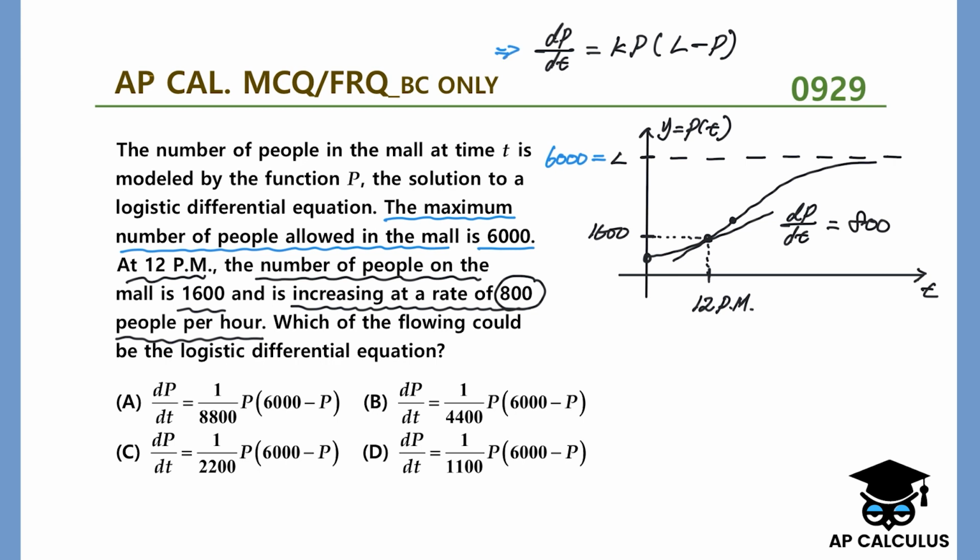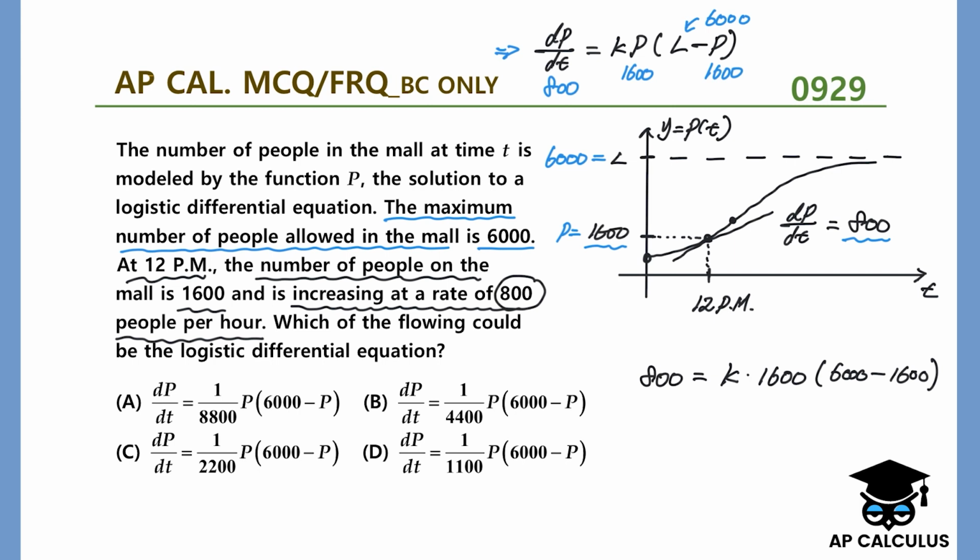So when P is 1600, our rate is 800, right? And our carrying capacity is 6,000. So we have 800 equals some constant k times 1600 times (6,000 minus 1600). Right, now let's find the value of k.